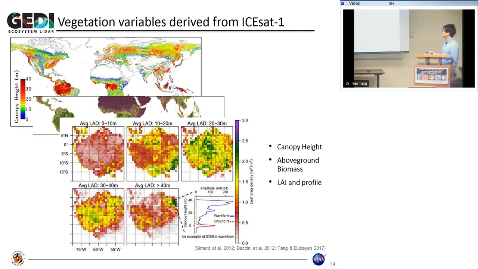So what you see here is the amount of foliage by height interval over the Amazon forest. You will see here, for example, most of the peak of the foliage will be around 10 to 20 meters at the forest deforestation arc in the southeastern Amazon. And in contrast, over the middle of the Amazon, most of the foliage will be around 30 to 40 meters.